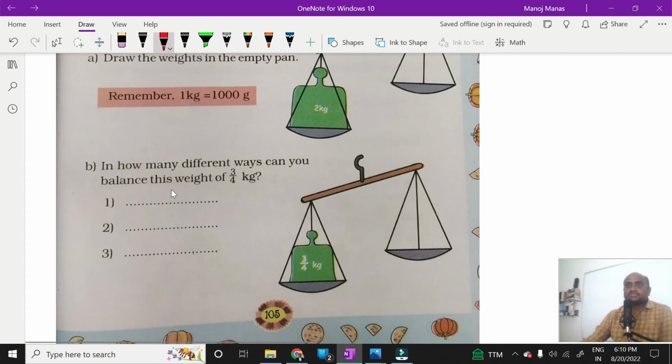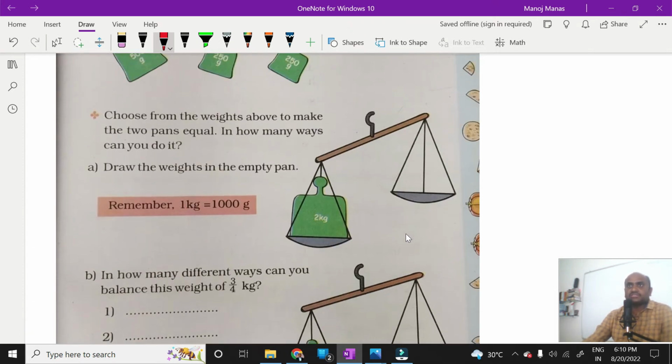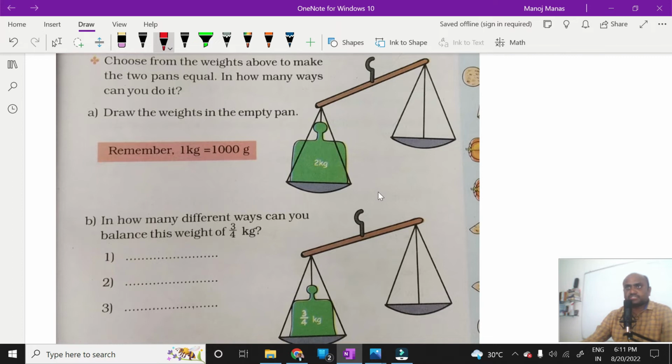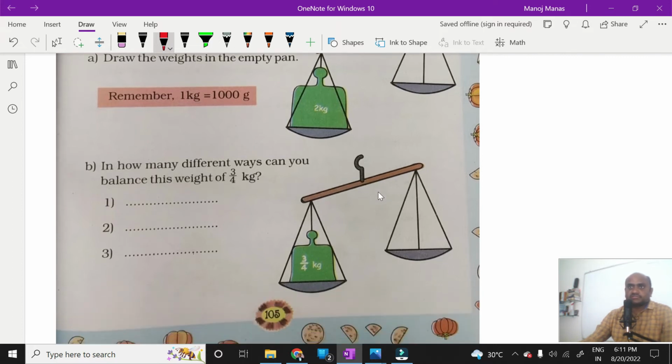So here there are two pans for a balance. You already know that this balance will have two pans. This is a weighing scale which is having two pans. So he is asking us to put equal weights. In how many different ways can you balance this weight of 3 by 4 kg? So one side there is 3 by 4 kg, and on the other side what will you do?